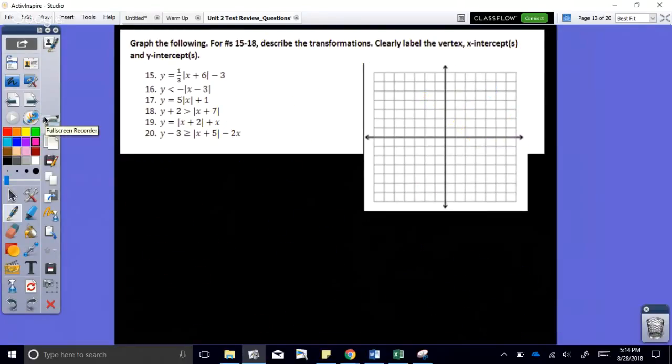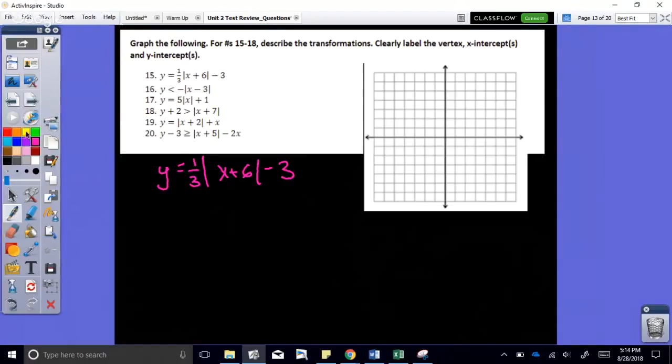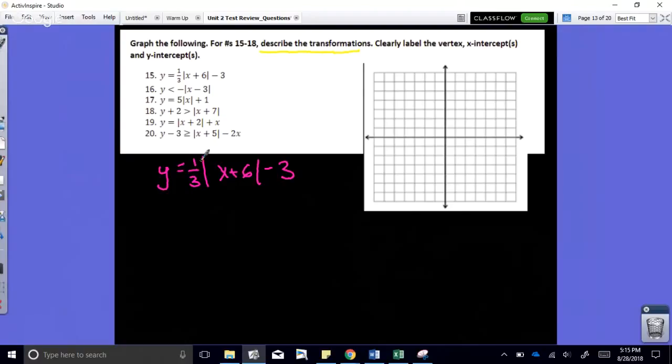And the last few graphs, some we can do with shifting, some we have to look at piecewise functions. So I'll start with number 15, y equals 1/3 absolute value of x plus 6. You are more than welcome to write this as a piecewise and graph the lines. I prefer to do this problem using transformations, and it does say describe the transformations if we can.